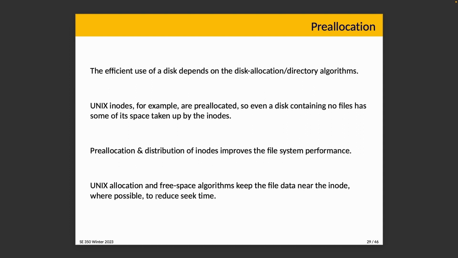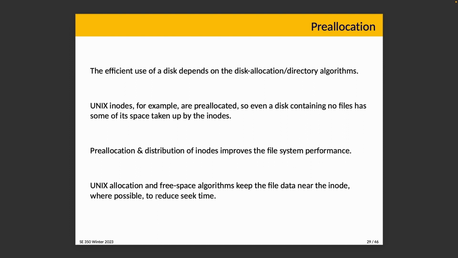Unix inodes typically are pre-allocated, so even a disk that has no files in it will have some of its space taken up by these inodes. Pre-allocation and distribution of inodes improves the file system performance because, well, first of all the overhead of looking for the place to put the inode, that's already done. There's no need to repeat it. But also because it's somewhat more efficient if we put the inode and the data near each other.